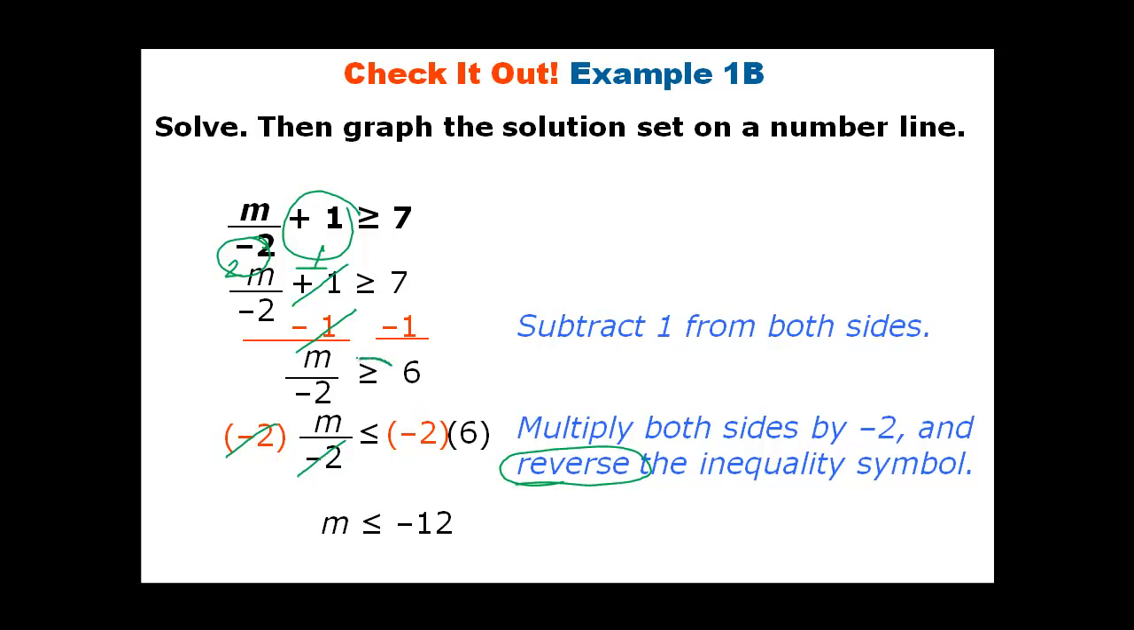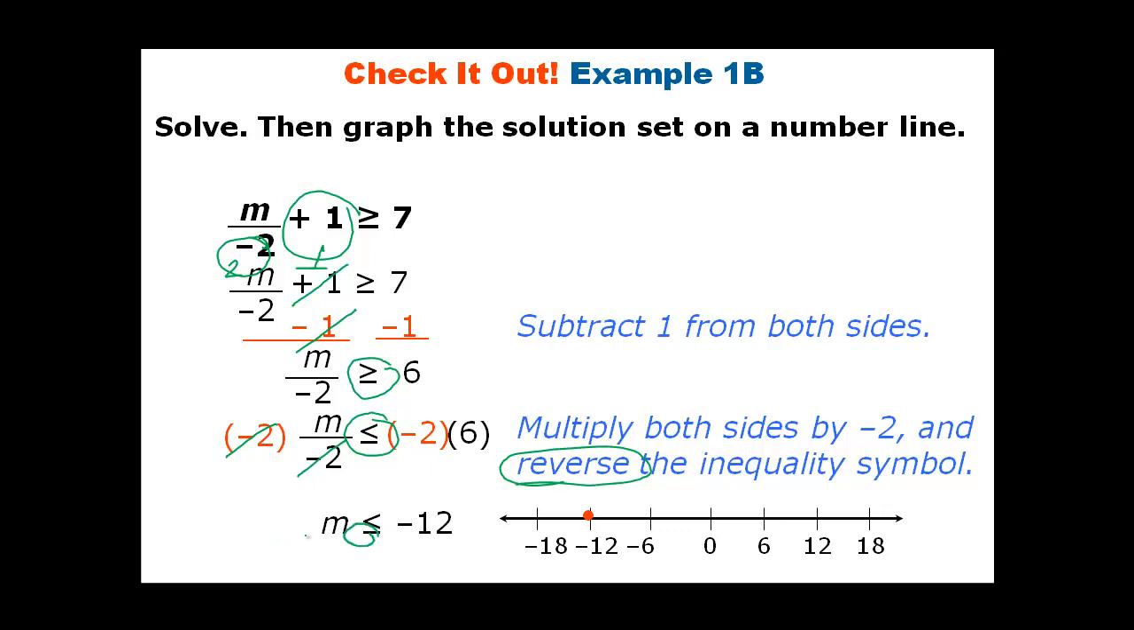So now the symbol was bigger than or equals. It will be smaller than or equals. Now let's graph. We will go for negative 12 and draw a closed circle. Why a closed circle? Because I have equal here, okay? And then m is smaller than or equals to negative 12. So I will take all the numbers smaller than negative 12. I will shade all the numbers smaller than negative 12.